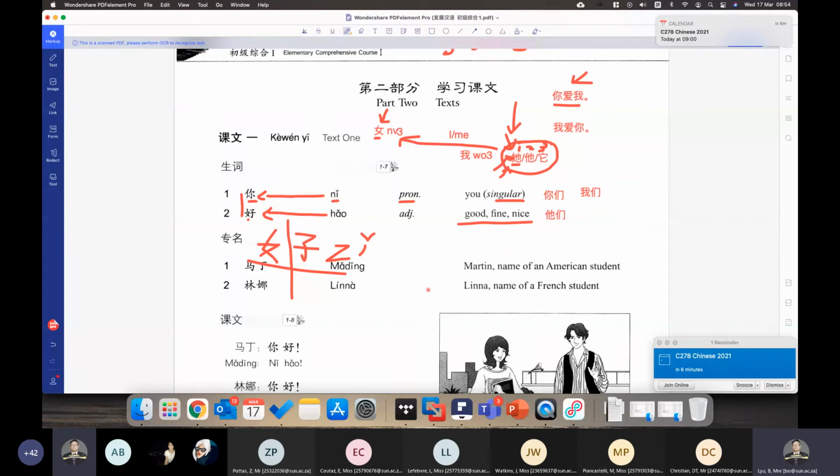Okay, are you following my logic? 好 means good, it is an adjective, but from the way it is constructed, you have a child who is female, which is better than having a boy.